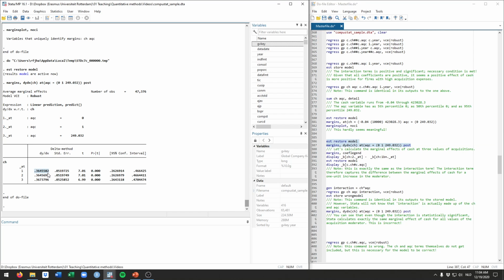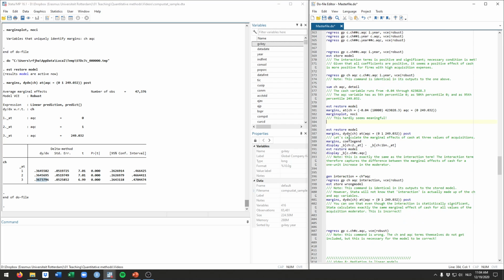So restoring the model and running that, you now see that this is the effect of cash. So if cash goes up by 1, gross profit goes up by this much when acquisitions is low, when it is 0 specifically. When acquisitions is high, this is the effect of cash. So if cash goes up by 1 and acquisitions is 249, this is the effect of cash, and indeed you see it's slightly larger, but barely meaningful. But why I did this, including this one, I just want to illustrate one thing.